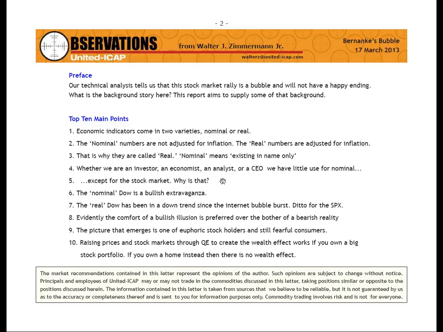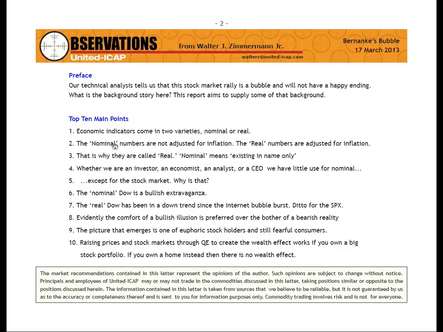But again, the preface is technical analysis suggests this rally is a bubble and won't have a happy ending. So is there a background story to buttress or support, or at least indicate, that the technical view might be correct? And what we're going to be starting off looking at are some economic indicators which come in one of two varieties, either nominal, just the straight numbers, or real, adjusted for inflation.